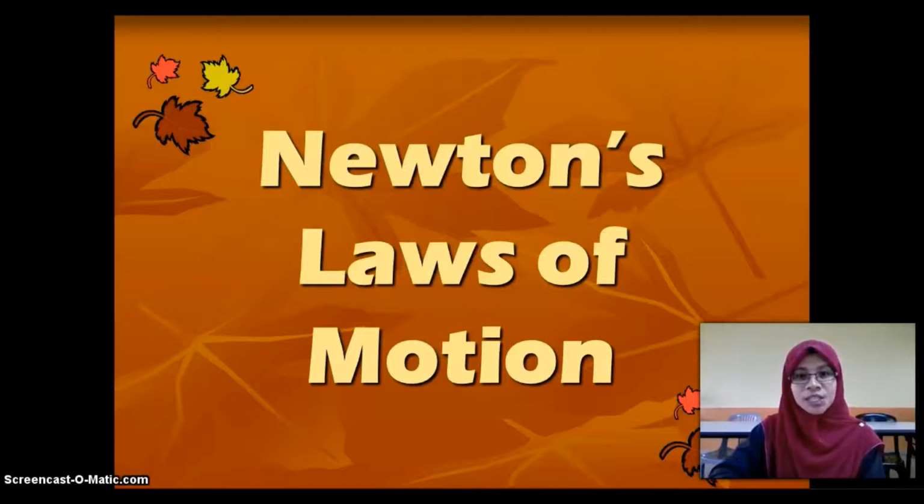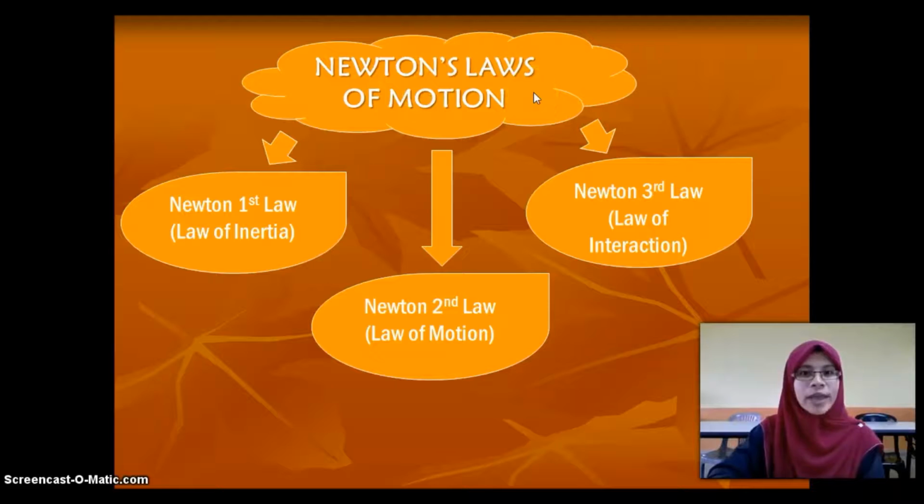Okay students, this week we're gonna learn about Newton's laws of motion. In Newton's laws of motion, we have three laws: Newton's first law, Newton's second law, and Newton's third law. Newton's first law is also known as the law of inertia, the second law is also known as the law of motion, and the third law is also known as the law of interaction. Now, let's look at the details for every law.